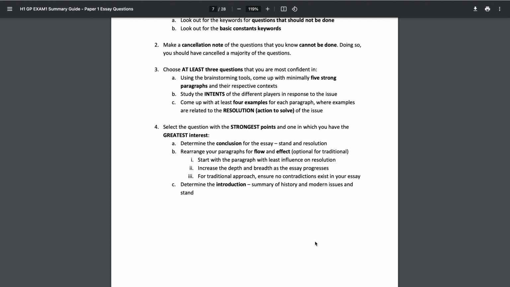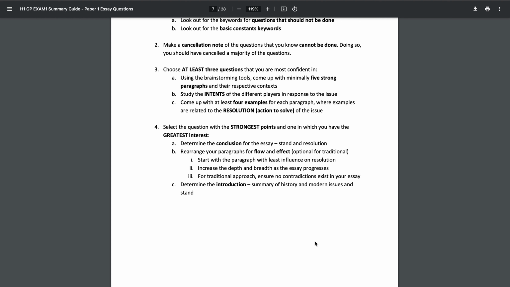Select the question with the strongest points and one in which you have the greatest interest. So first and foremost, go and look at it. Whatever that you feel, oh, this paragraph has very strong points, this is a good one, this is easy to write. I'm interested in it. When you're interested in it, naturally the words will come to you. So select one that's strong and you have the greatest interest in.